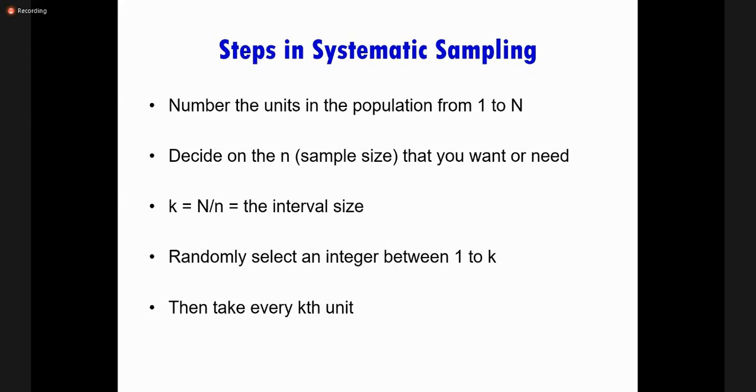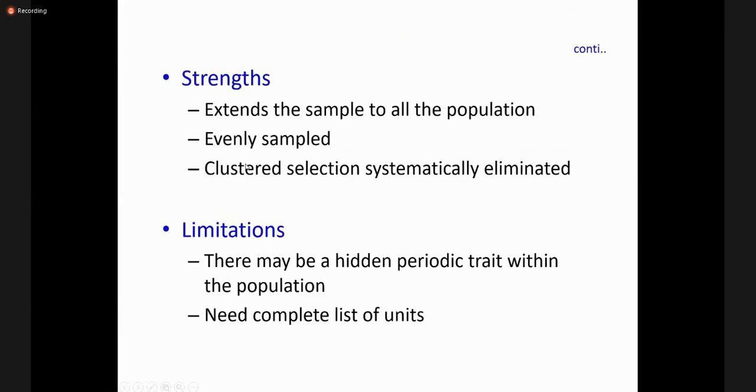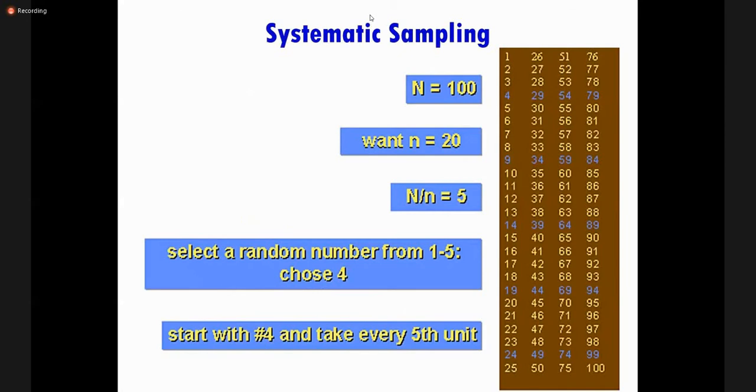Randomly select the first integer between 1 and k, and then take every kth unit. That can be every fifth, fourth, third, whatever you obtain from this calculation of capital N divided by small n. Strengths: it extends the sample to the whole population, evenly sampled, and cluster selection is systematically eliminated because it follows a system, so you will have variety in your sample. Limitations: there may be hidden periodic traits, a population pattern which you may capture by mistake, and you need a sampling frame or complete list of units, as I mentioned. We have gone through this example.